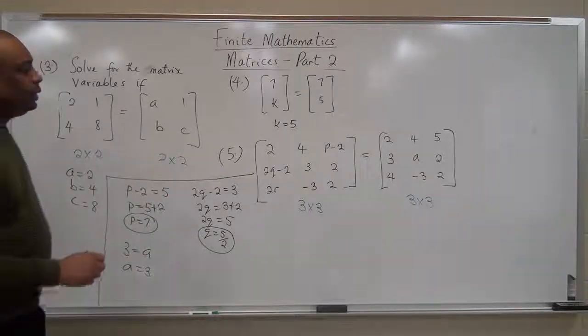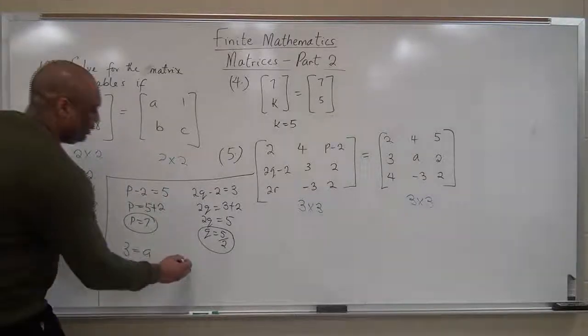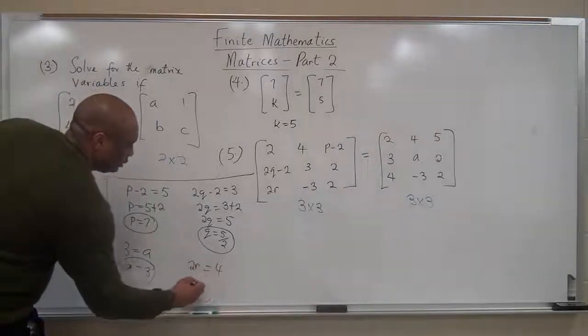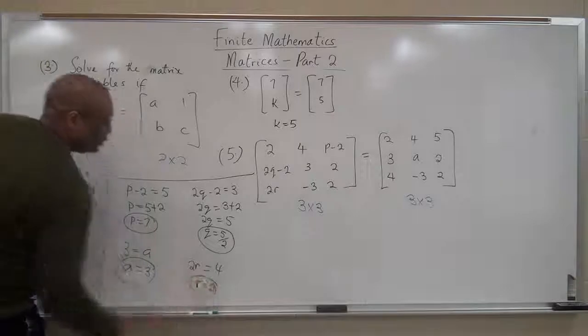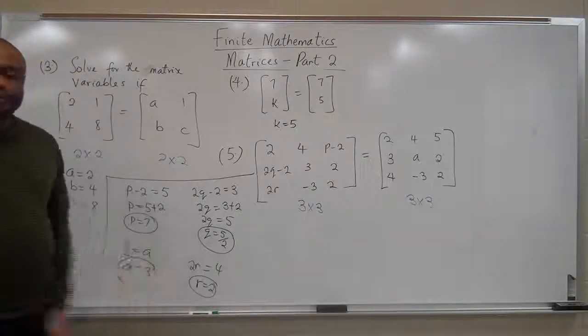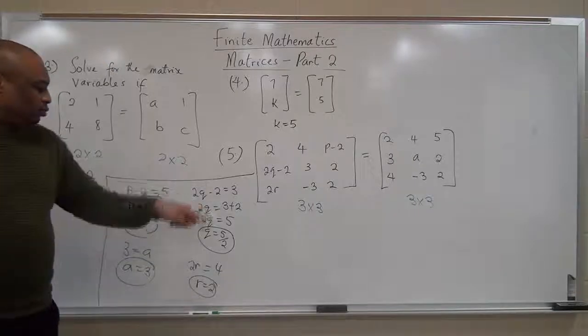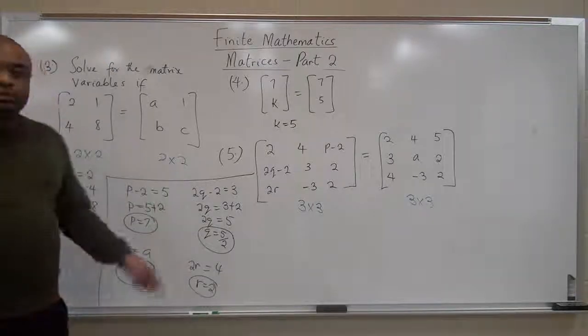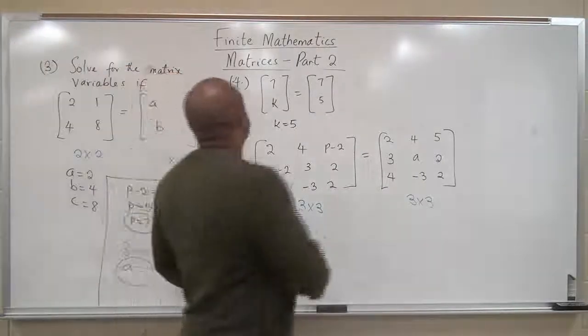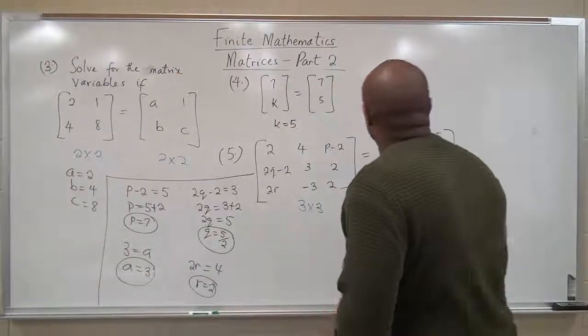And then you have that 2r is equal to 4. So r is equal to 2. You know why the variables are on the left-hand side? Instead of saying 3 equal to a, I said a equal to 3. I did that in my videos, so you can view it. Okay, so that's question 5.